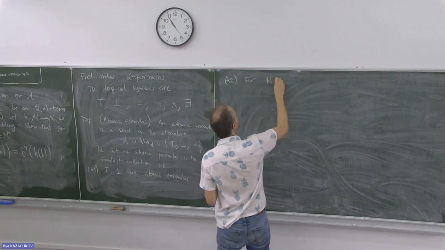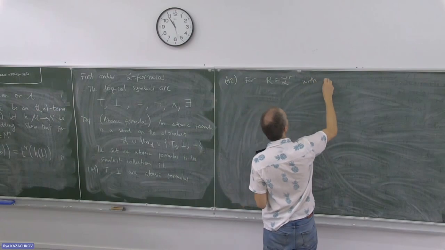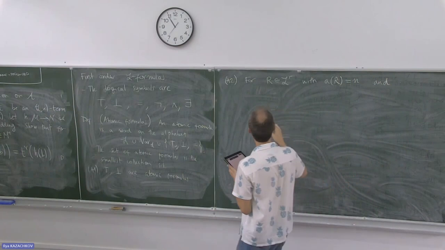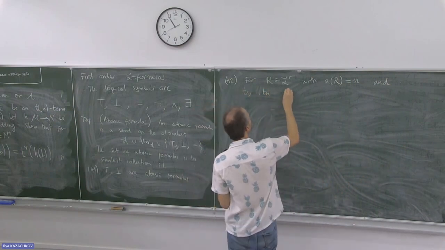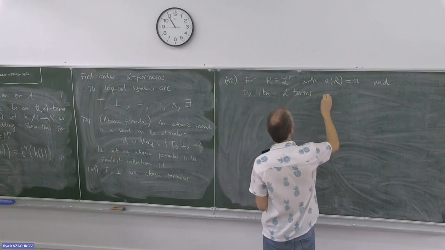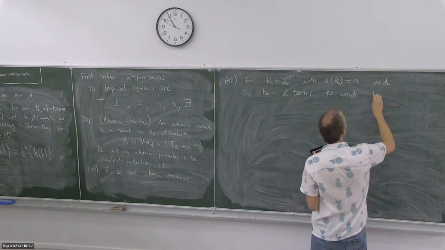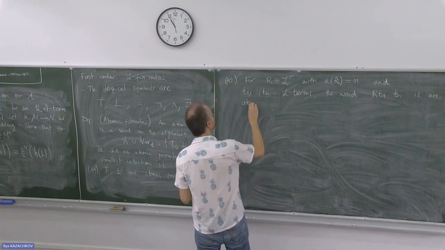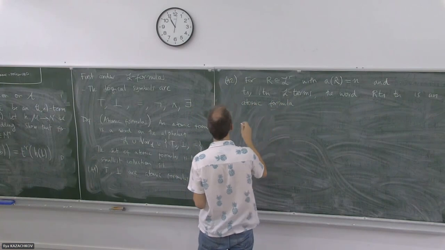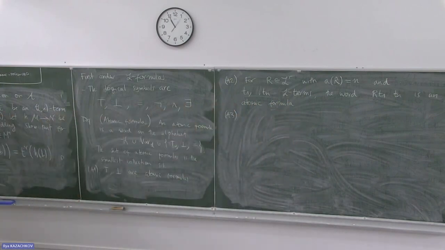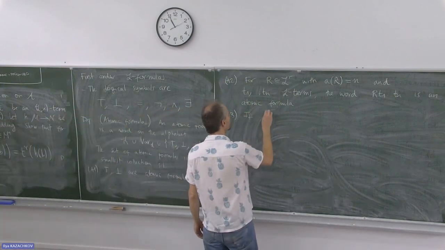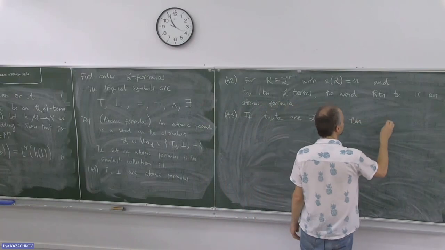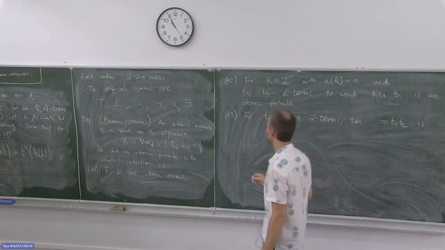For a relation symbol R of my language of arity n, and t1 through tn L-terms, the word R t1 ... tn is an atomic formula. And finally, if we have t1 and t2 that are L-terms, then equal t1 t2 is an atomic formula.